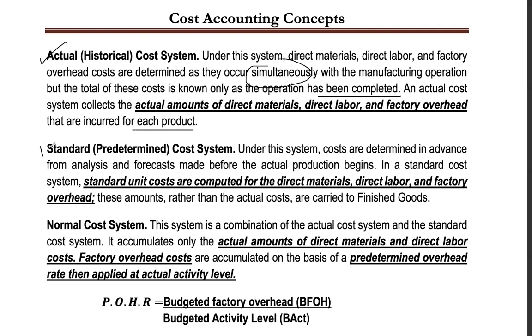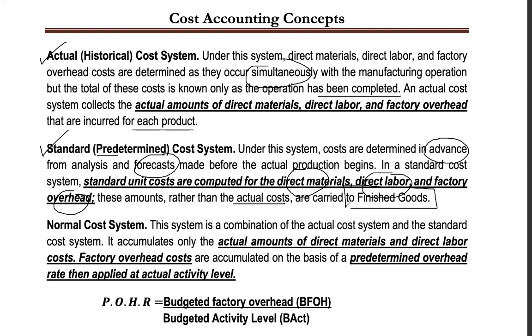While standard or predetermined, standard po, no? Under this system, costs are determined in advance. Okay? Nag-estimate ka na. And forecasts made before the actual production begins. In a standard cost system, standard unit costs are computed for direct material, standard lang po. Direct labor, standard lang. Factory overhead, standard lang. These amounts, rather than actual costs, are carried to finished goods.